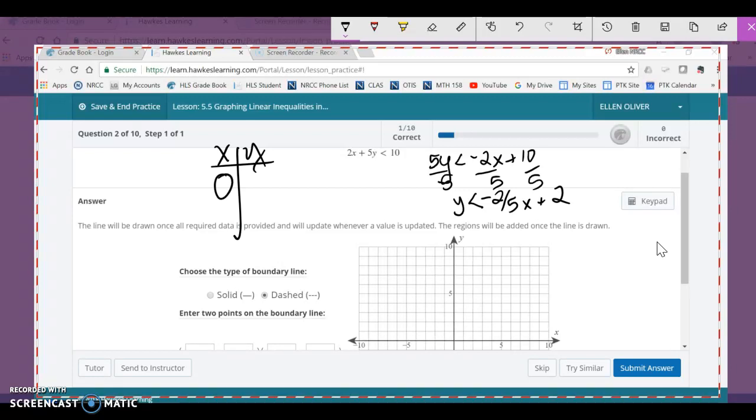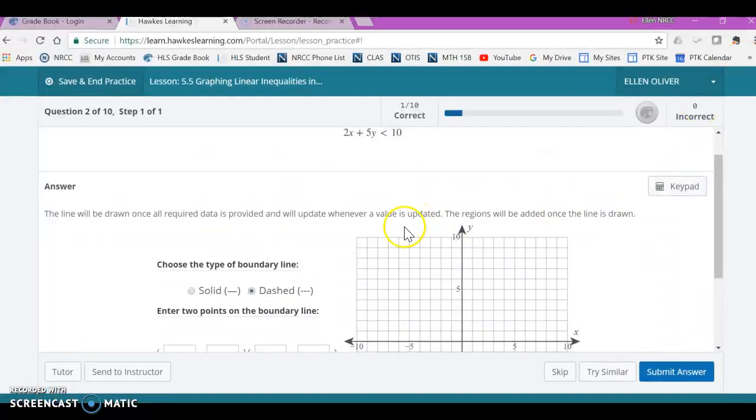Always plug in 0 for x, and I'll get 2 if I do that. Then remember, if your x is multiplied by a fraction, the easiest thing to plug in for x is the denominator of that fraction. So if I do that, my 5's will cancel, and I'll have negative 2 plus 2. That's 0, right? So just to review, negative 2/5 times 5 over 1, those cancel. It's just negative 2. So my 2 points are 0, 2, and 5, 0.